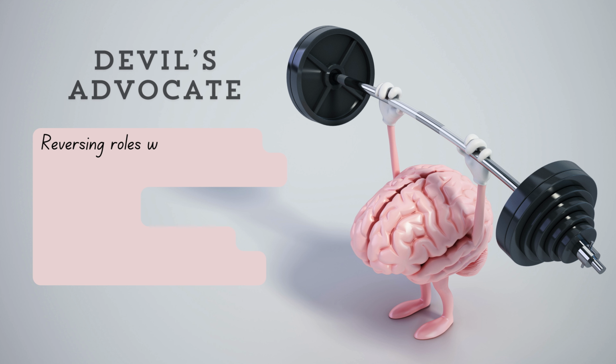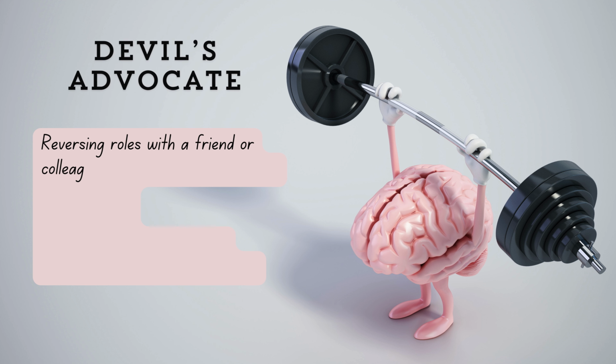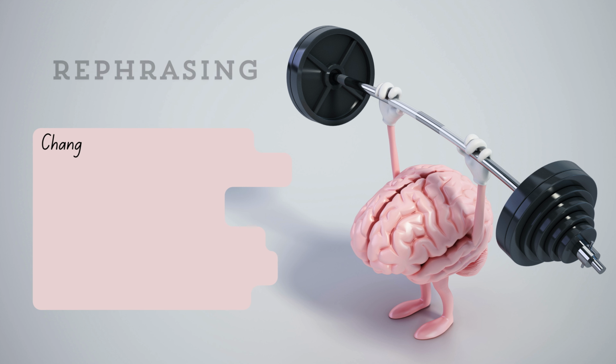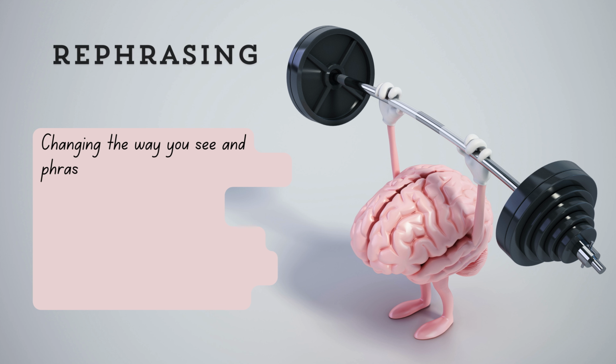A second cognitive technique is called the devil's advocate, and it involves reversing roles with a friend or colleague to contradict any possible wrong beliefs. For this, make a list with your beliefs and give it to someone else, and vice versa, and then dispute with the others the dysfunctionality of those beliefs. This way, if you have any anxious thoughts about a future presentation, they could be disputed by someone who is less anxious than you.